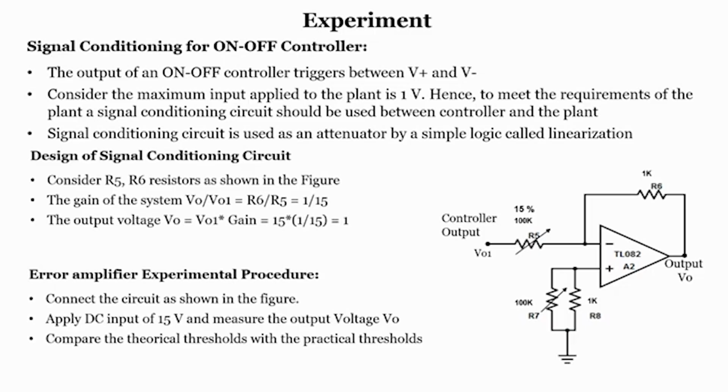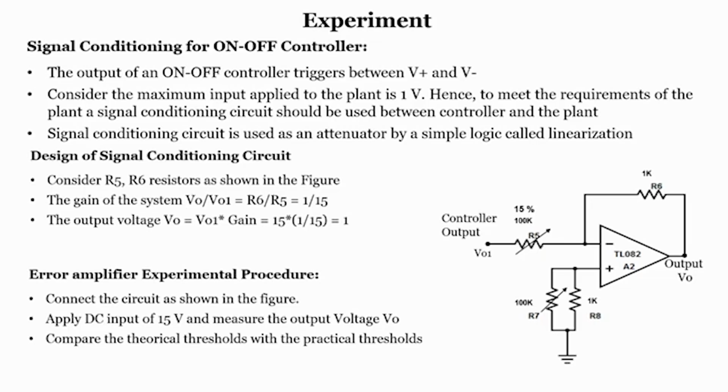on off controller triggers between V plus and V minus. Okay. So, the output of the on off controller triggers between V plus and V minus. We know that, right, because it is an on and off state. Now, consider the maximum input applied to the plant is 1 volt. If I apply the maximum input to the plant, which is 1 volt, then to meet the requirement of the plant, a signal conditioning circuit should be used between the controller and the plant.